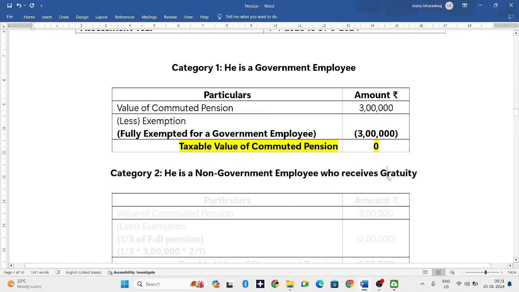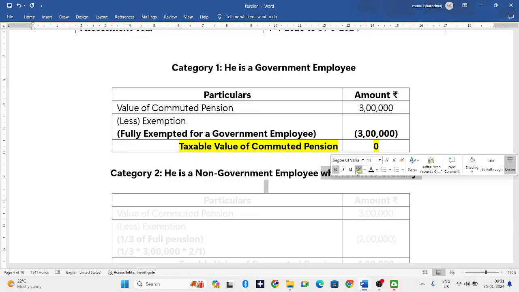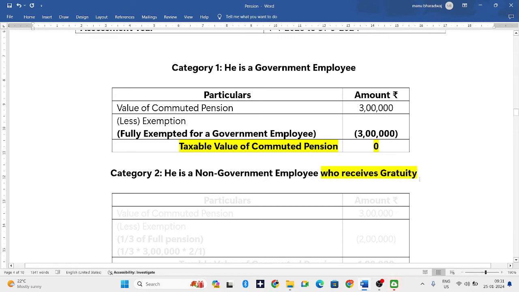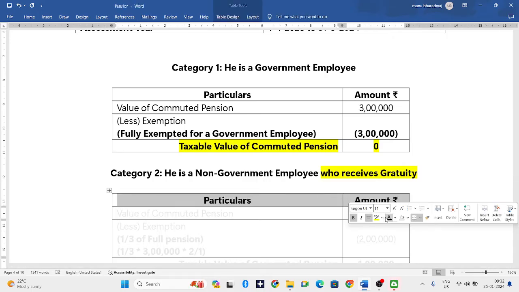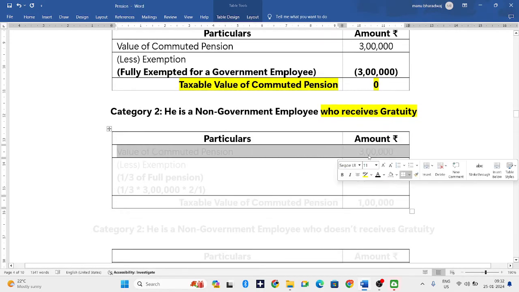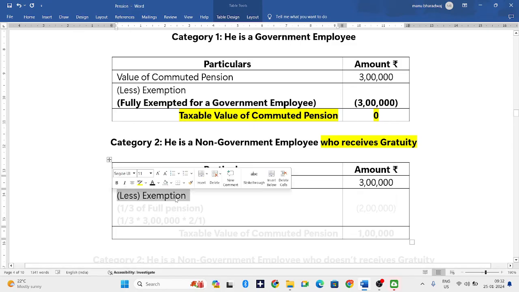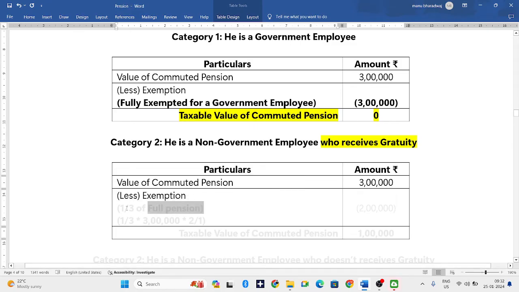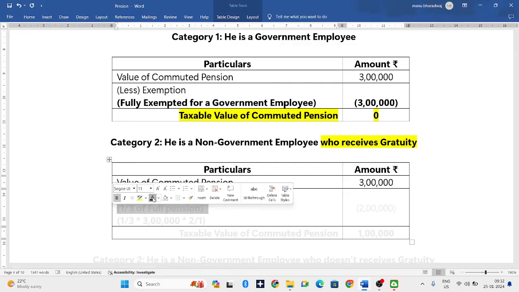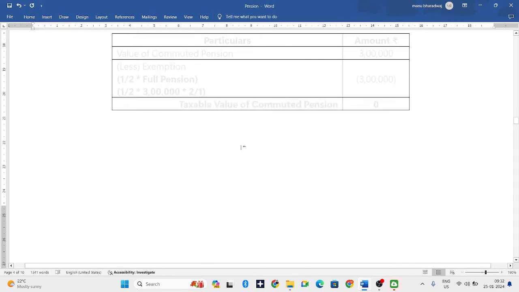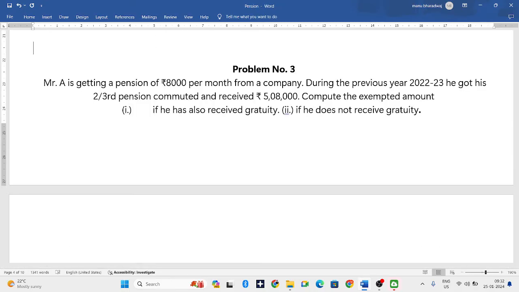Next will be category number 2. Category number 2 speaks if he is a non-government employee who receives gratuity. If he receives gratuity, 1/3 of the full pension will be exempted. This has to be remembered. Now particulars and amount column. First always write the value of commuted pension. The value of commuted pension is 3 lakh rupees. Again he'll get certain exemptions. What is that? 1/3 of the full pension.